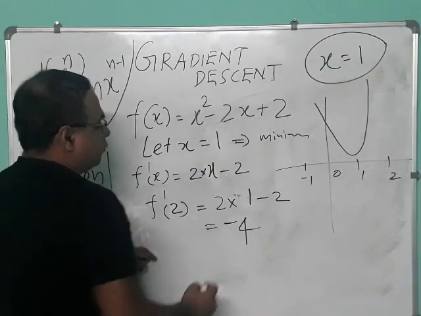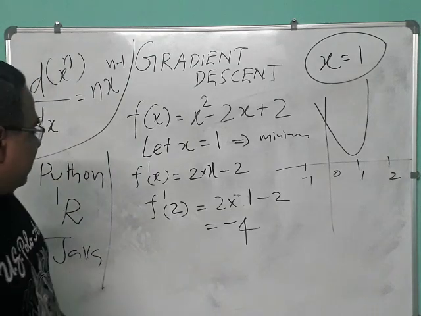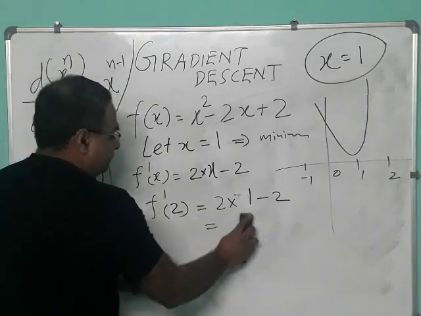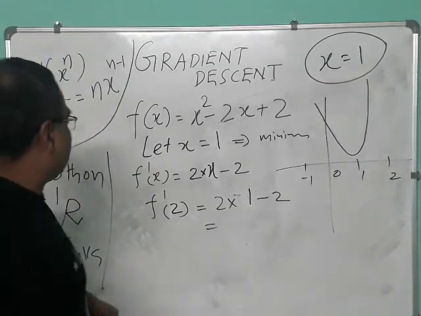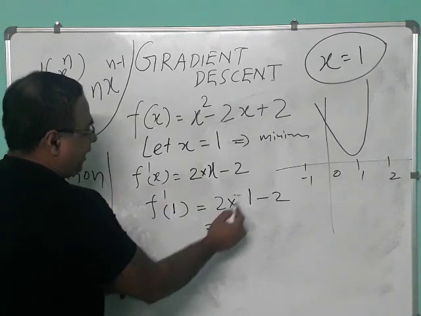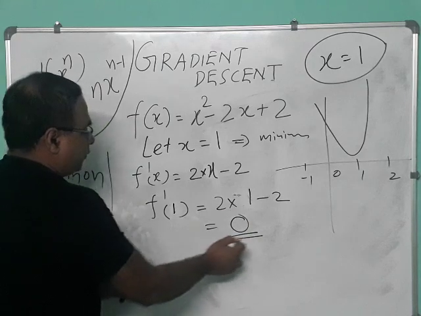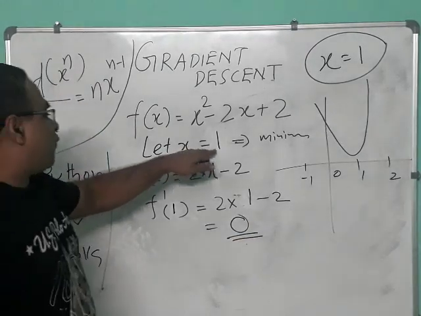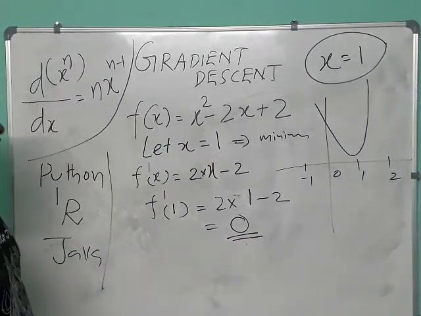Then 2 into 1, 2 minus 2, it is 0. Here it is f dash 1. f dash 1 equal to 0. That means x is equal to 1 is the minimum of this function.